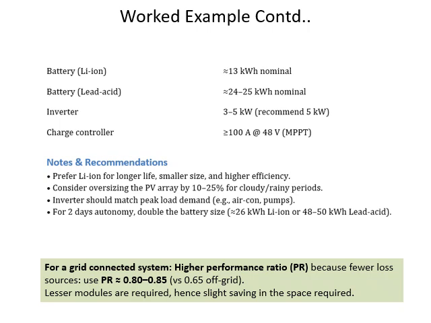Inverter is like 3.5 kilowatt, recommended 5 kilowatt, that one depends on the design. Okay, and charge controller is equal to or less than 100 ampere at 48 volt MPPT, so considering the maximum power point tracking condition. And a recommendation is that the inverter should match the peak load demand, right? So when the peak load is occurring, the inverter should be able to convert it.